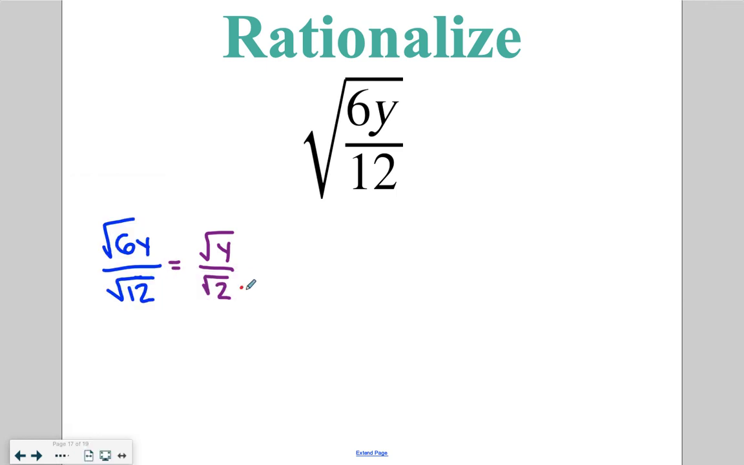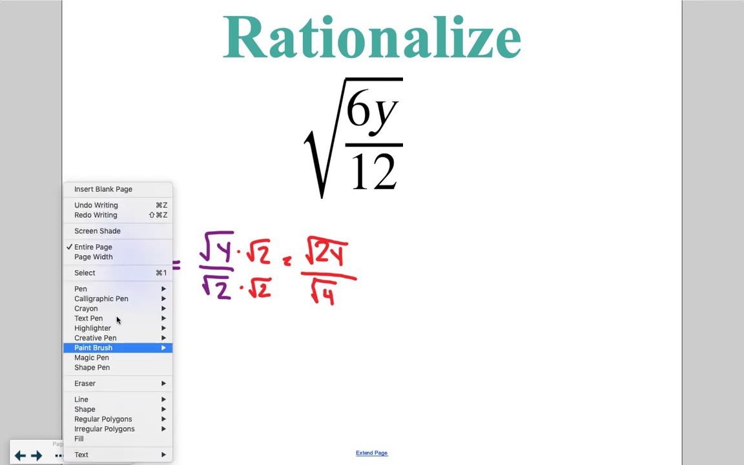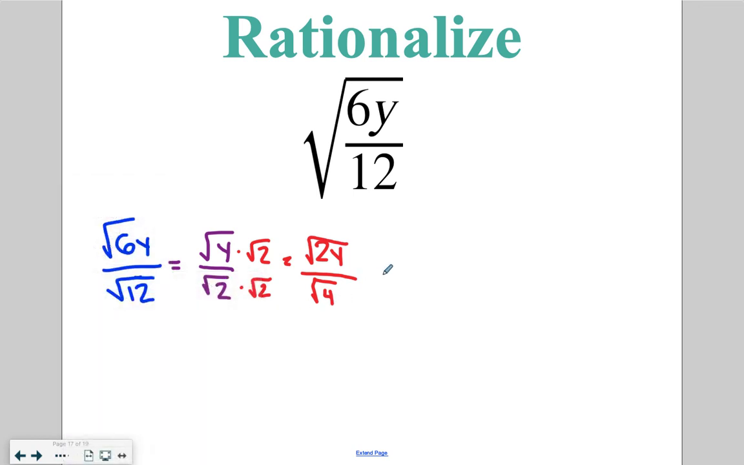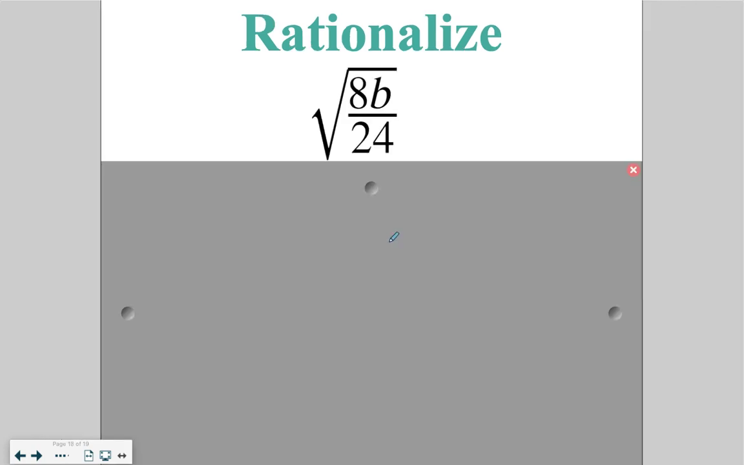So I'm going to multiply the top and the bottom by the square root of 2. And up top, that's going to give me 2y inside of a square root over the denominator, which is going to be square root of 4. Now I can take the square root of 4, which is going to give me 2. So I'm going to end up with a final answer of the square root of 2y over 2. So again, when you rationalize, you are multiplying by whatever is on the bottom. Go ahead and try this one on your own.